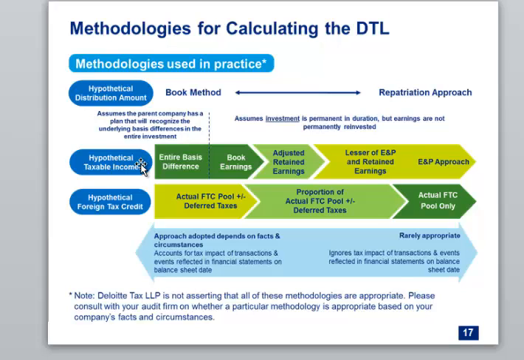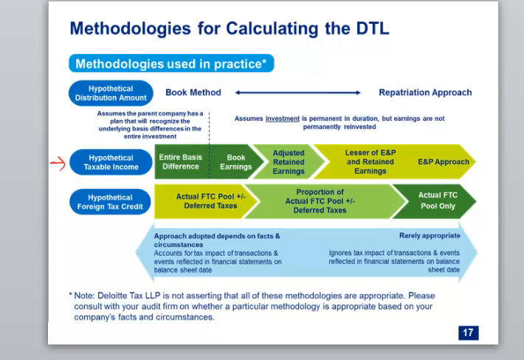And this slide is trying to show you that, well, if you were going to accrue the 30, you have to decide, am I accruing based upon a hypothetical dividend that is defined by a basis difference, that's defined by book income, that's defined by E&P? Which one?